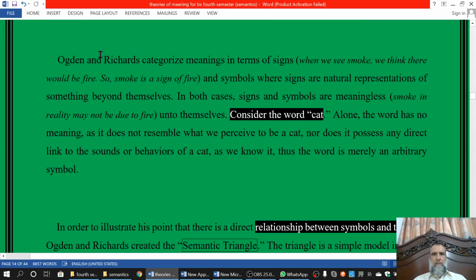In the next paragraph we will learn about the sign and the symbol.